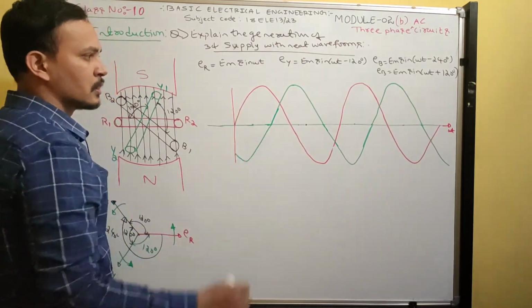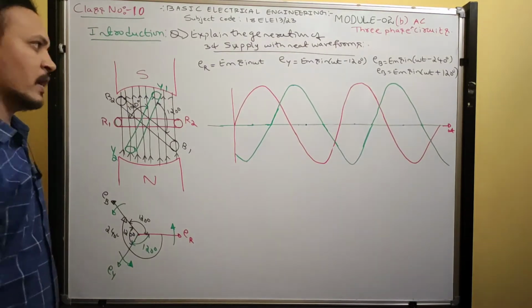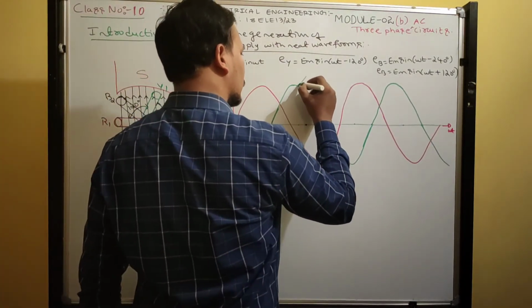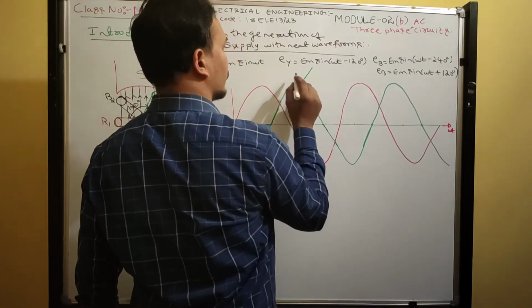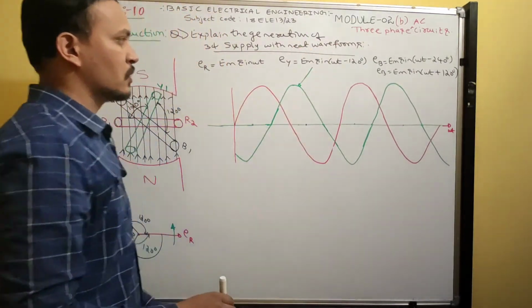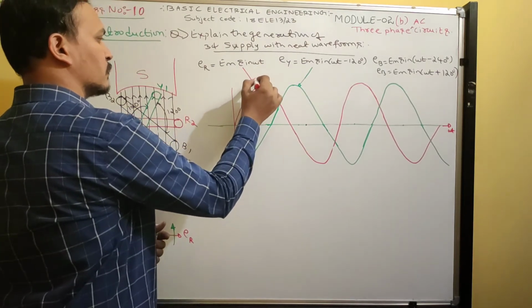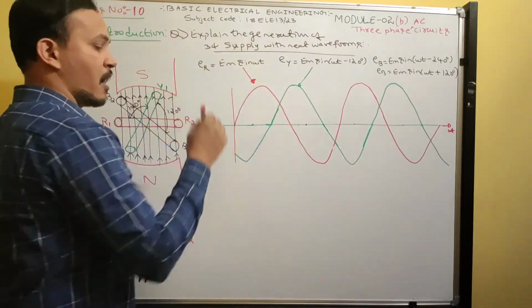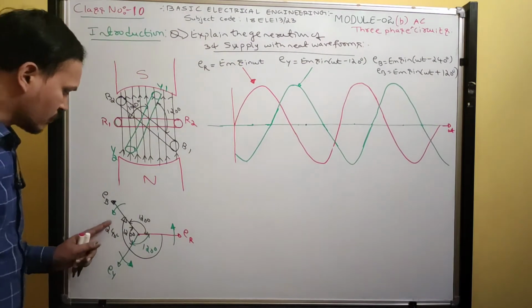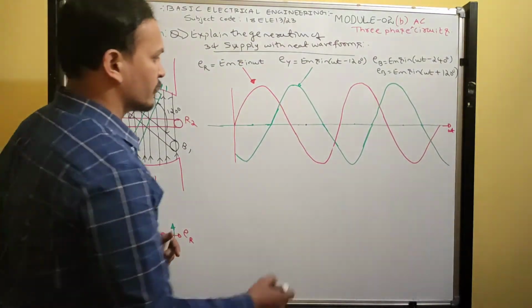Okay, this is the voltage induced in Y phase. What can I write? This is EY equals EM sine omega t minus 120 degree, and this is ER. Okay, this will be the voltage induced in R phase. Next, last one, the voltage induced in B phase.